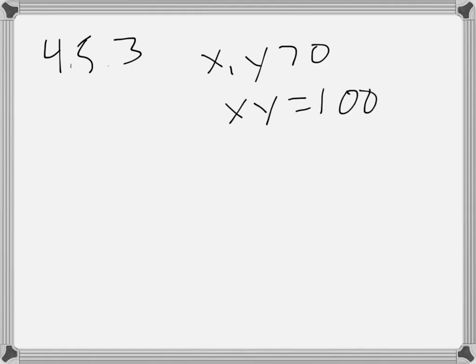Okay, let's do another here, and I guess I'll go backwards a bit. This is number 3. And it says, find two positive numbers whose product is 100. So we'll call them x and y. They're positive, and their product is 100, and their sum is a minimum.